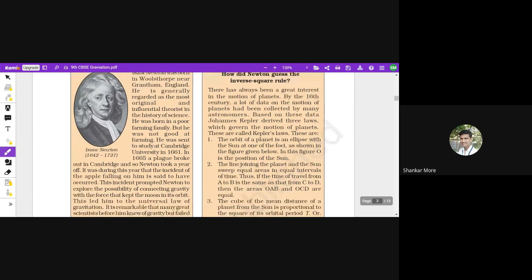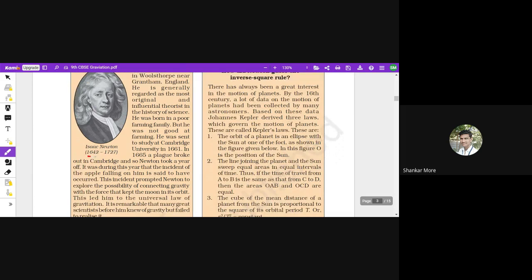मतलब उनका जो बर्थ हुआ था, that was in 1642, 1642 में हुआ था. And he went to Cambridge University in 1661, that means at the age of 19.